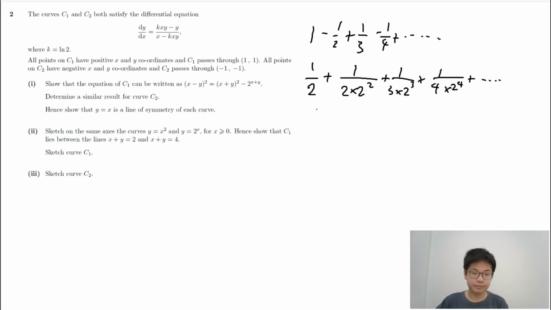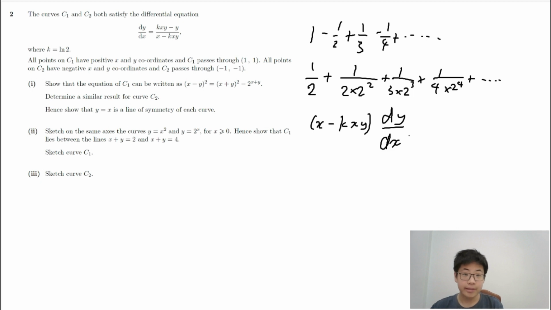Good. So, let's suppose that dy over dx is (kxy minus y) over (x minus kxy). So what do we do? We cross multiply, meaning that we multiply both sides by x minus kxy. We get (x minus kxy) dy over dx equals kxy minus y.